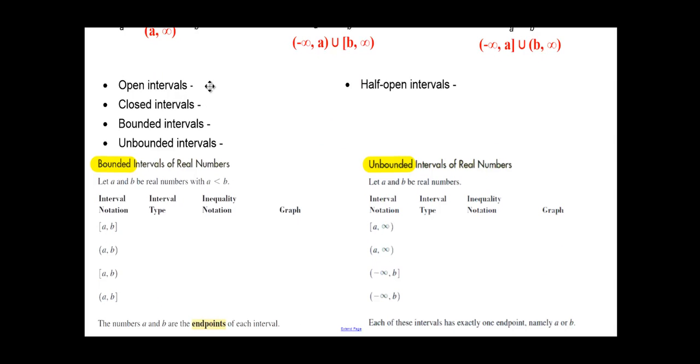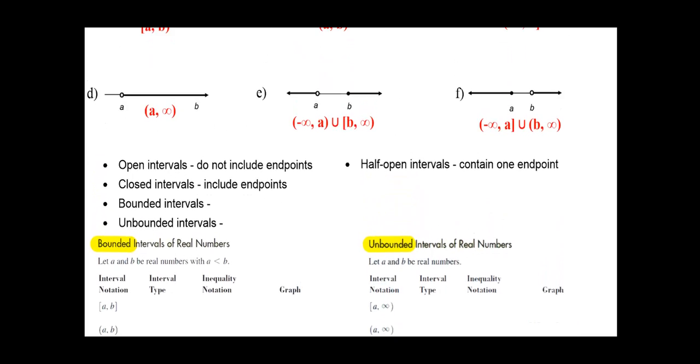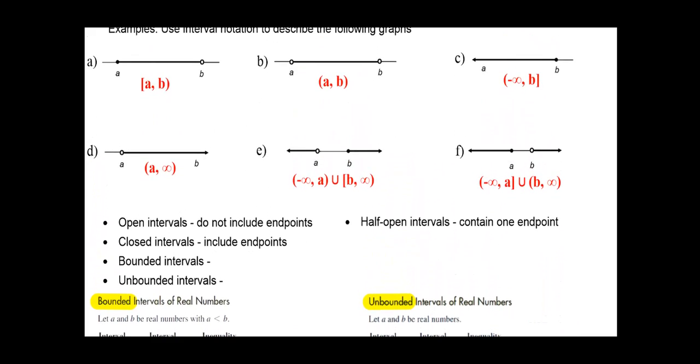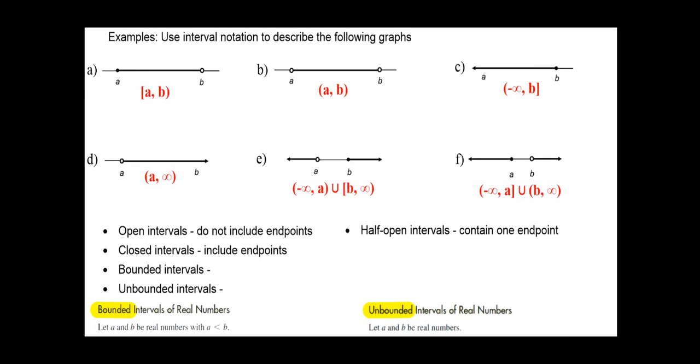We can have an open interval, and an open interval does not include the endpoints. A closed interval is the opposite of that, and it includes the endpoints. And we also have what's called a half-open interval, which will contain one endpoint. So let's go back up to the problems we just did, letters A through C, and define whether those would be open, closed, or half-open intervals.